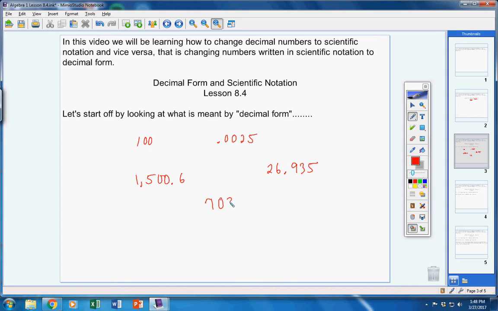Decimal form is really any number at all. Any regular number that we're used to, like this. I mean, if there's no decimal here, where's it at? Right here. If there's no decimal here, where's it at? Right here. So all of these numbers are really in decimal form, okay? So don't get confused. Don't make this harder than it is. Decimal form is just any number written in regular form. We call that decimal form. Piece of cake, no problem, okay?